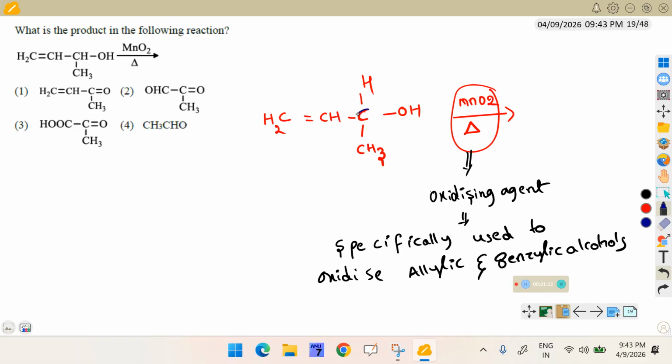Yes, this is an allyl carbon. The OH group is attached to the allyl carbon atom, so this is considered an allylic alcohol. Remove hydrogen. Why? Because it is an oxidizing agent. Then it gives CH2=CH, C=O, CH3. First option is correct.